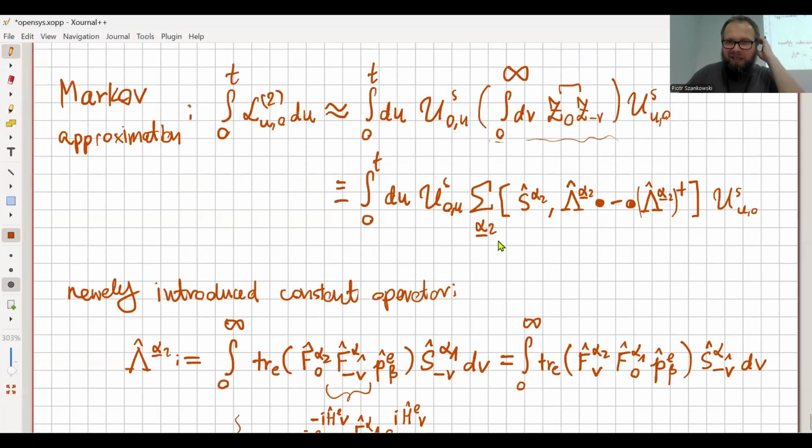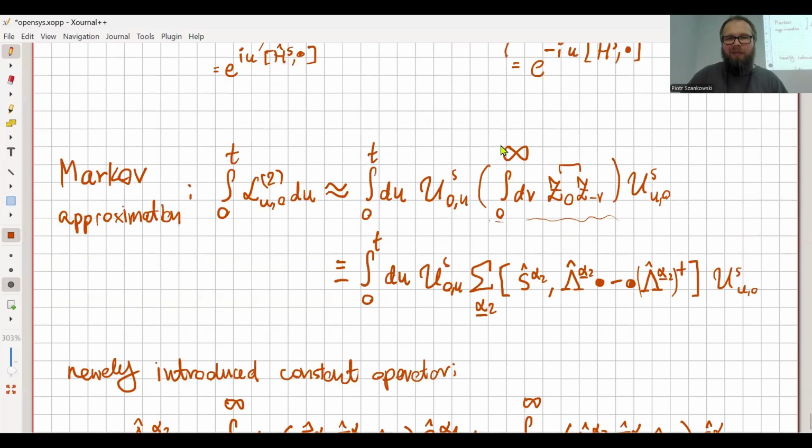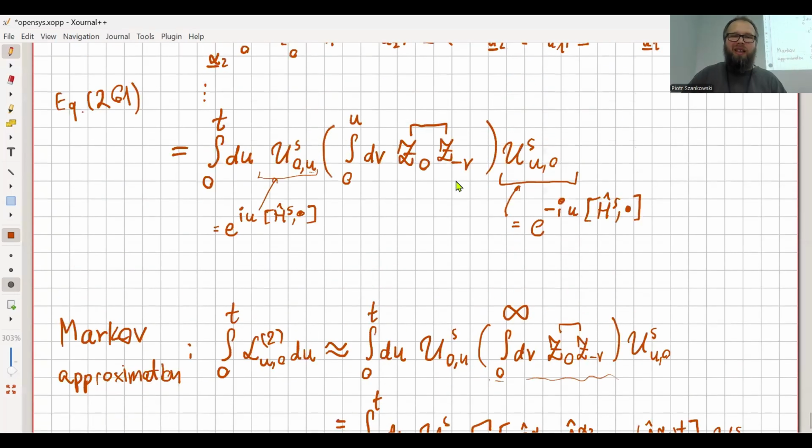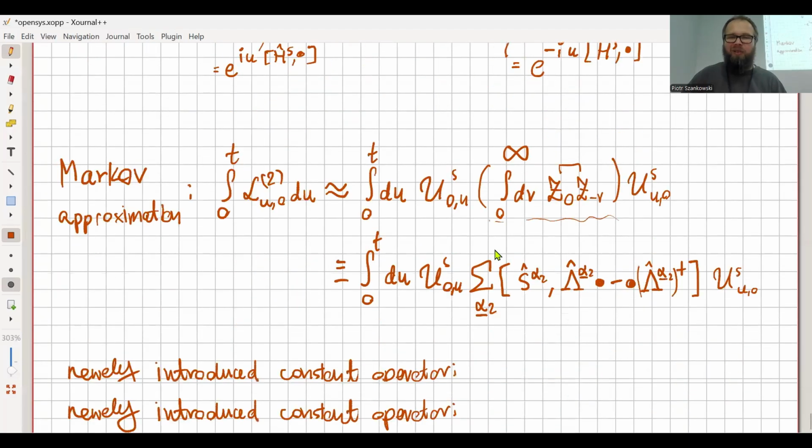So I guess the question might be: how big is the error of doing this Markov approximation? We had an integral that's up to u, so it depends on the time u, and now we just said, okay, whatever, we stretch it to infinity. How do we estimate what kind of damage we did with this approximation?